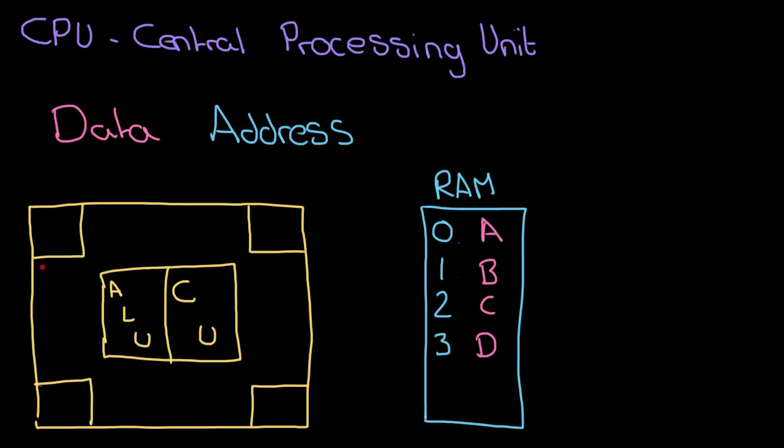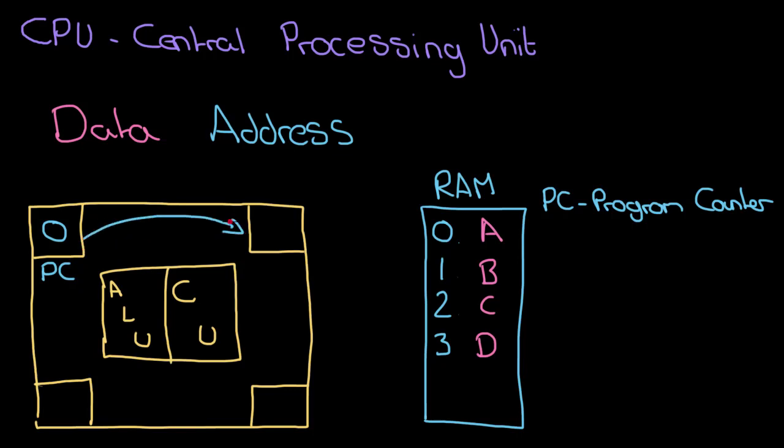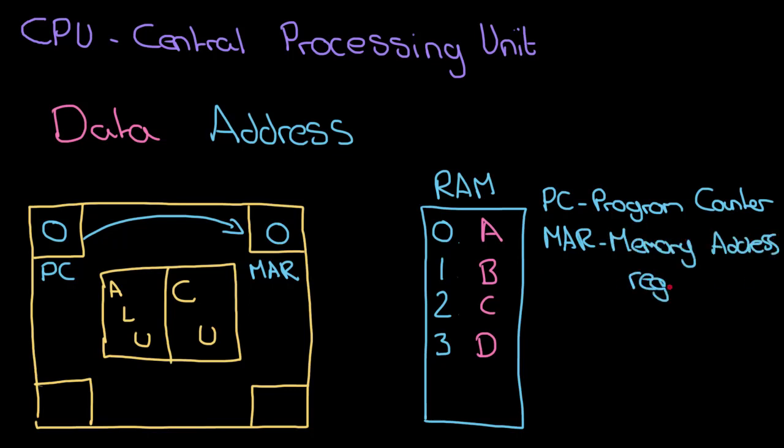When you turn the computer on, the program counter will have the memory location 0 in it. The program counter has the address of the next instruction that is going to be processed by the CPU. So like I say, when it's turned on, that is going to be the first instruction, memory location 0. So that gets copied into another register called the MAR, and that is the memory address register. That holds the location in memory, so the address where you're going to fetch data from.